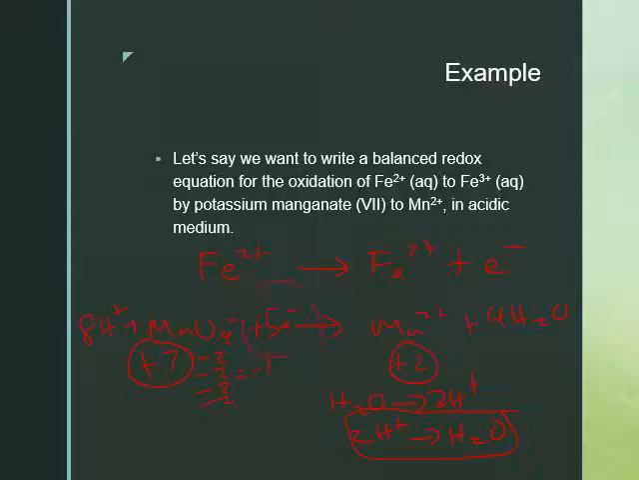Next, 5 electrons and 1 electron. So the first one I need to times by 5. Okay, so then I add it up together. I have 8H plus. And that gives me the full equation.